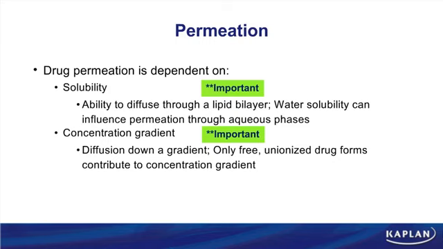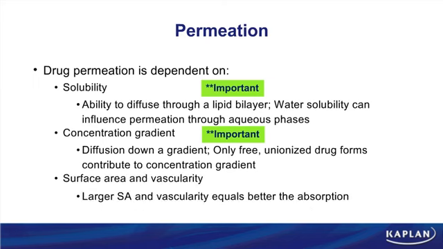But other factors can contribute, things like surface area and vascularity. If you take surface area, for example, if you imagine taking a drug orally, you compare the absorption of that drug from the stomach versus the small intestine. If you think based solely on surface area, the small intestine, of course, has a much larger surface area. So if you're thinking of surface area, the small intestine is where drugs are more likely to be absorbed compared to the stomach.